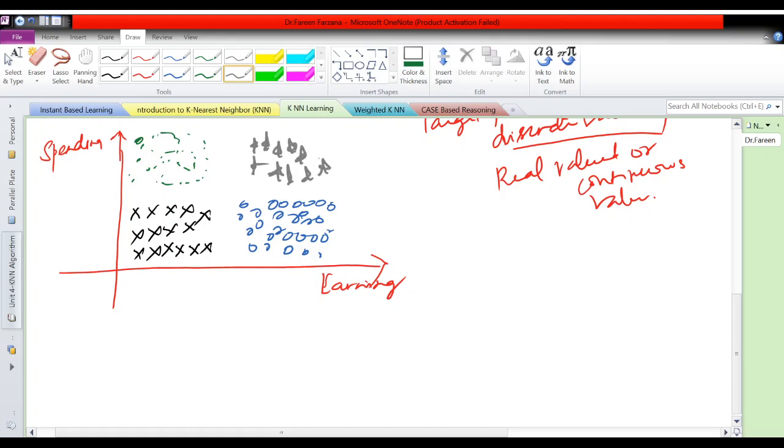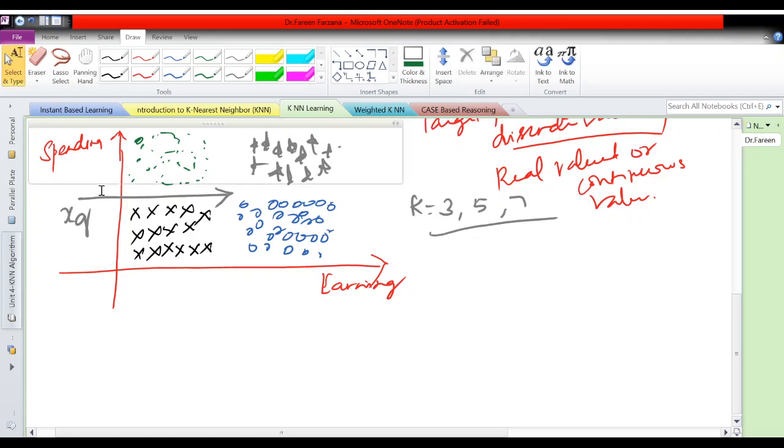So what is K? How are you going to find K? Now let me consider K as 3, and it should be only an odd number. If K is an even number, then there will be two similar instances, and you have to break a tie between these two instances. So you go for only odd values of K. Now there comes a new query called xq. When this new query comes in, we need to find which class it belongs to: less earning and more spending, more earning and more spending, less earning and less spending, or more earning and less spending.